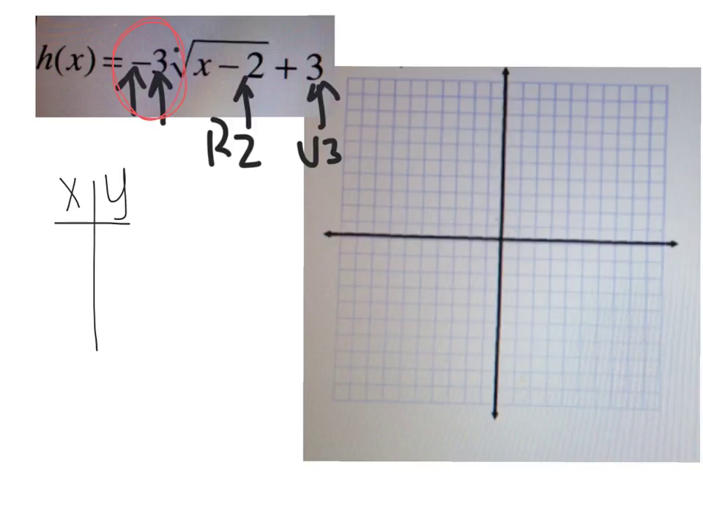So if I take all my y values and multiply them by -3, that's going to take care of the flip, and that's going to take care of the stretch of 3, and then from there we can just take all our points and move them right 2 and up 3.